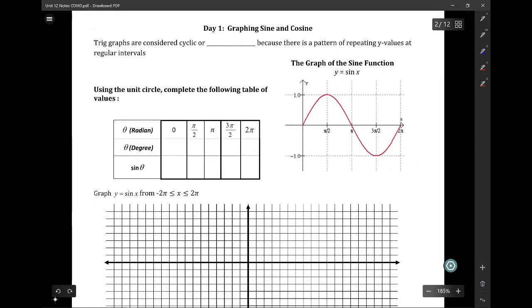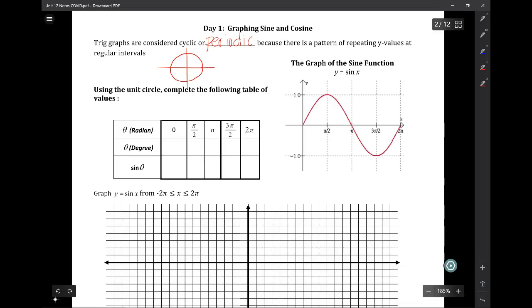So graphing sine and cosine. Trig graphs are considered cyclic or periodic. And that's because there's a pattern and it's repeating y values over specific intervals. So when we use either a unit circle, which we learned way back.